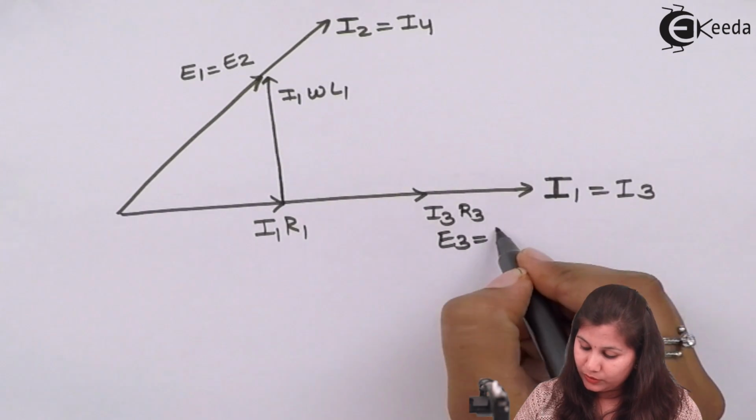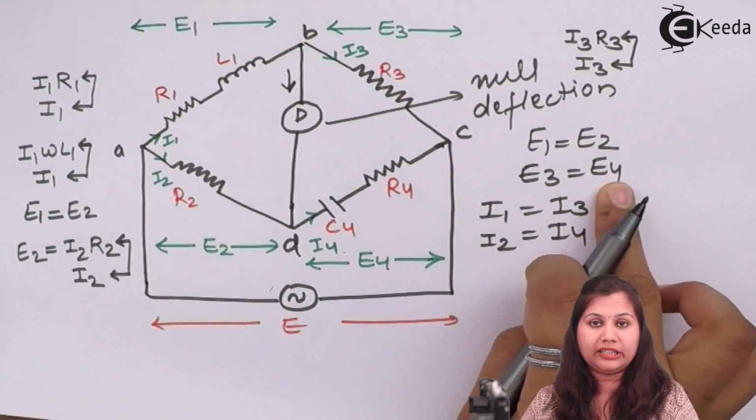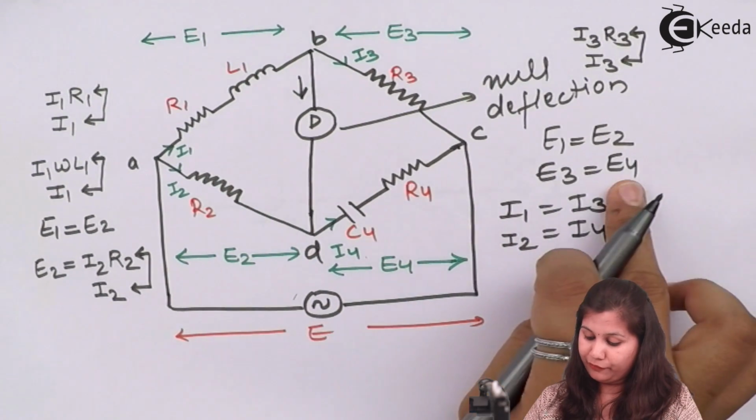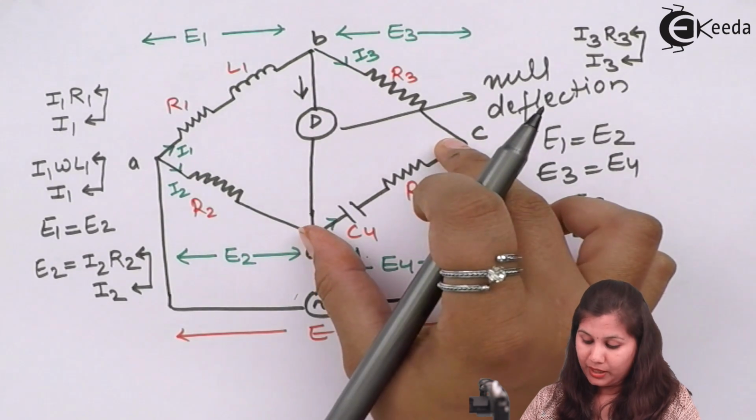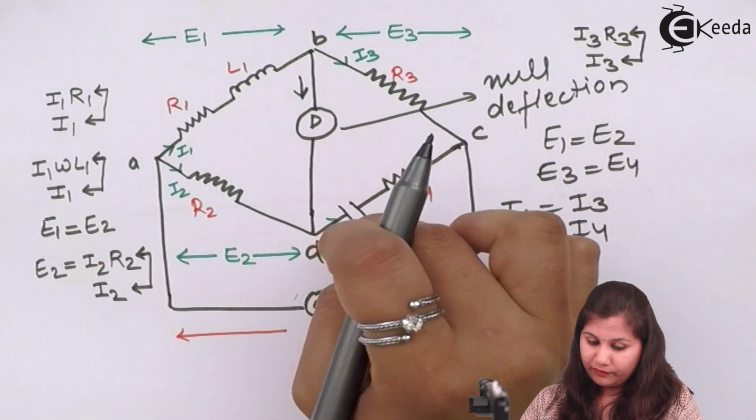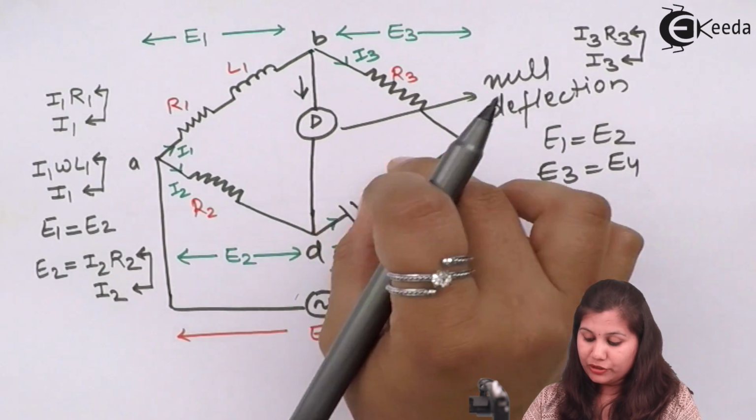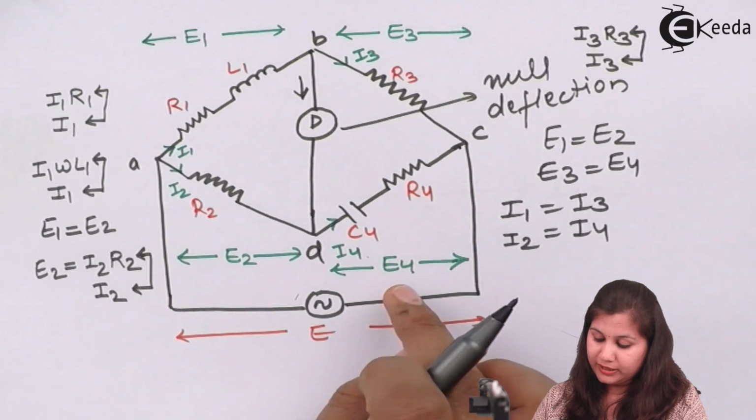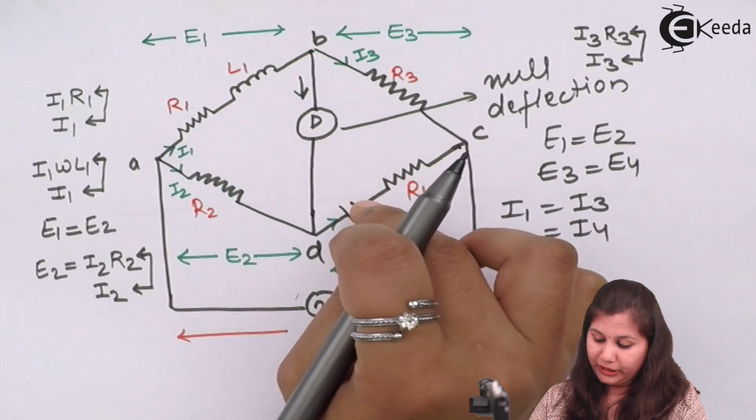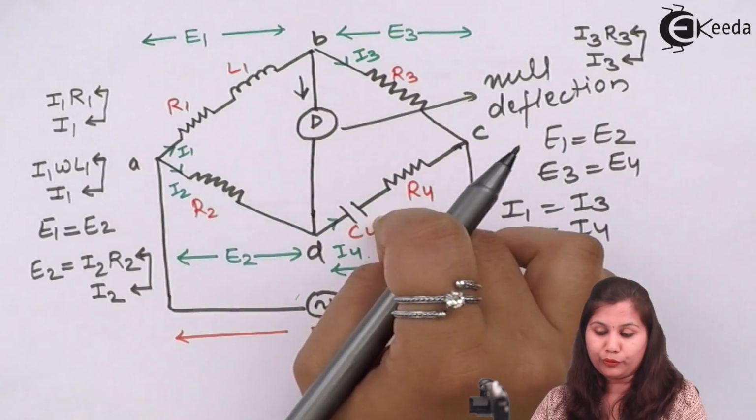Now E3 is equal to E4. We have already written here E3 is equal to E4. E4 is the potential drop across this CD arm. In the case of a series combination, the potential will be divided. So this E4 is equal to the sum of the potential across this C4 and the R4.